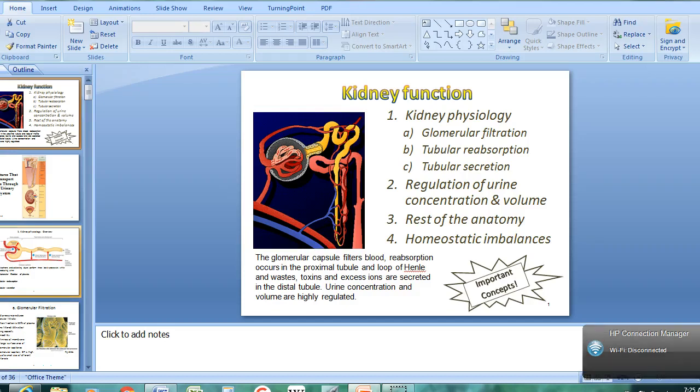Hello, and welcome to part two of the urinary system. Here is where we take a closer look at the function of the kidneys, and then we're also going to look at how urine is formed, and lastly, look at some homeostatic imbalances of this urinary system.